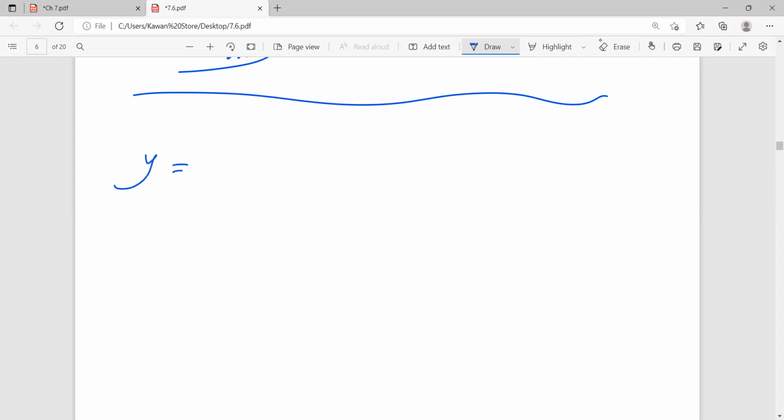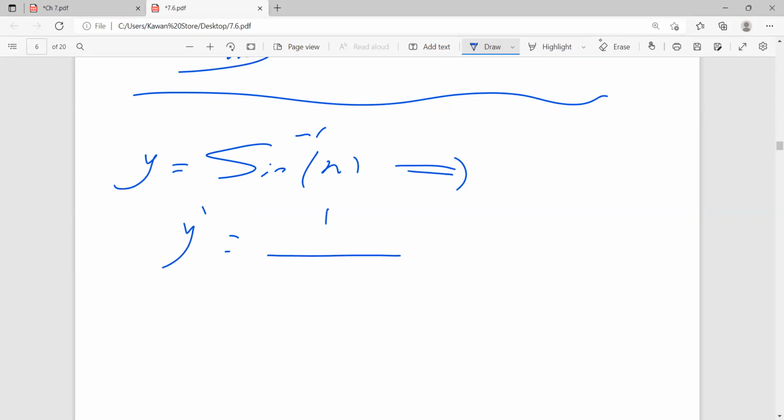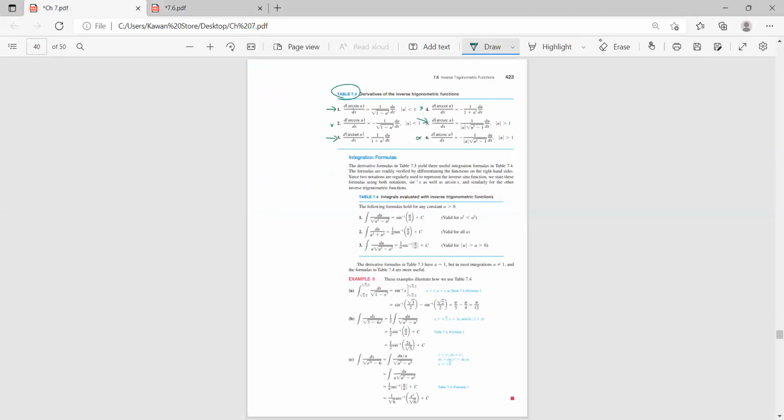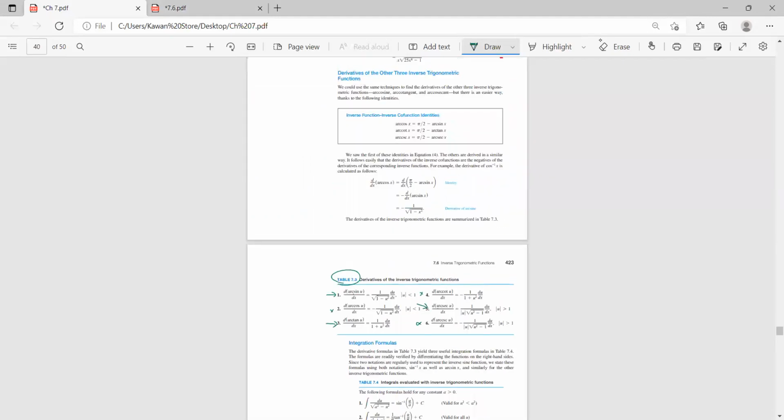Like, for example, y is equal to sine inverse of x. We say the derivative of y will be what? 1 over square root of 1 minus u squared, times u prime. After using these 3 or 4 times, you will deal with the situation. So to get the idea, here's the rule. You can see this, or we can solve the examples here.